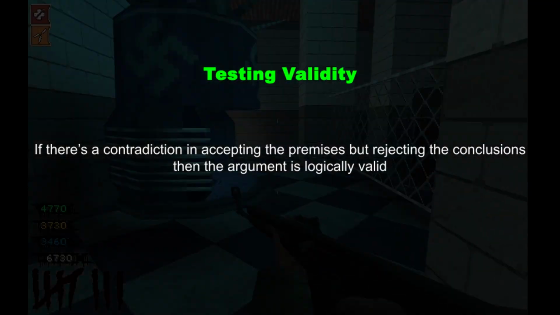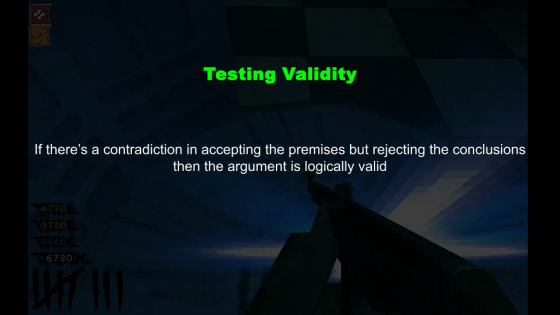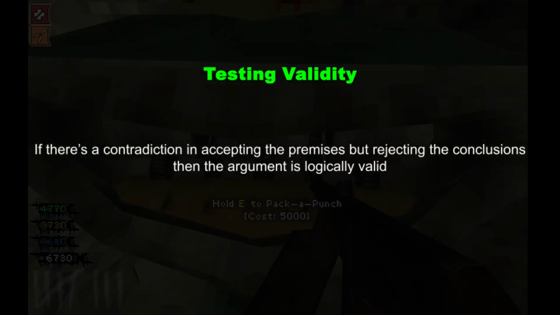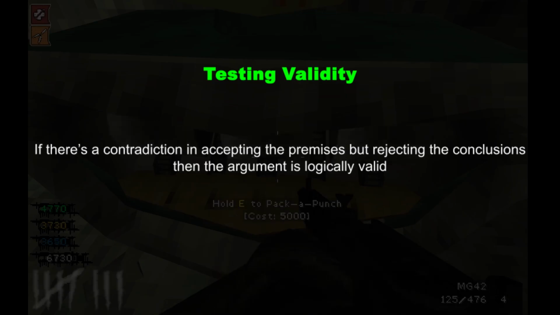So it seems that the easiest way to prove an argument is valid is by simply asking, is there a contradiction by accepting these premises but then rejecting the conclusion? Well, if there's a contradiction, then the argument is valid. If there's not a contradiction, then you know that the argument is not valid.